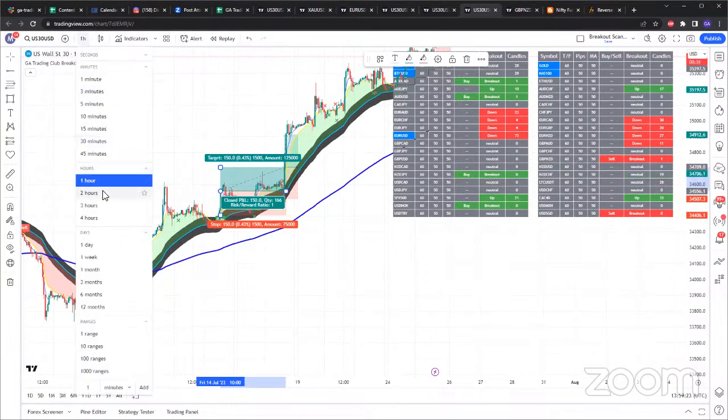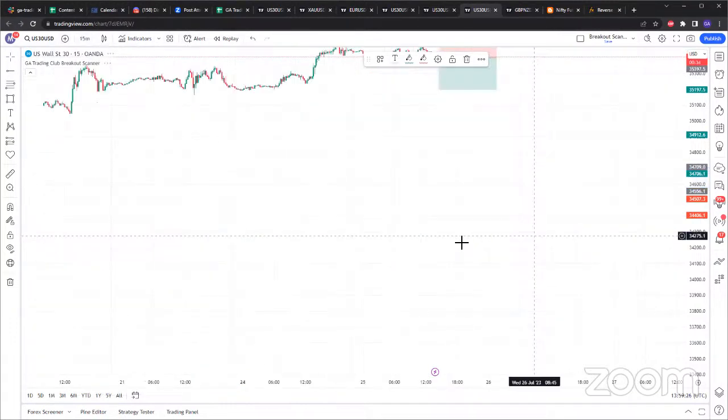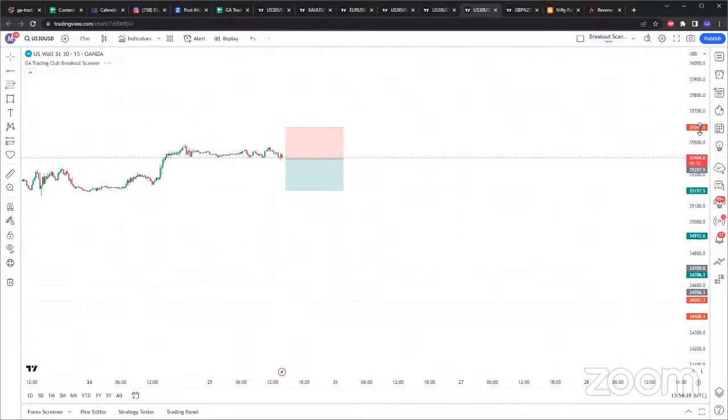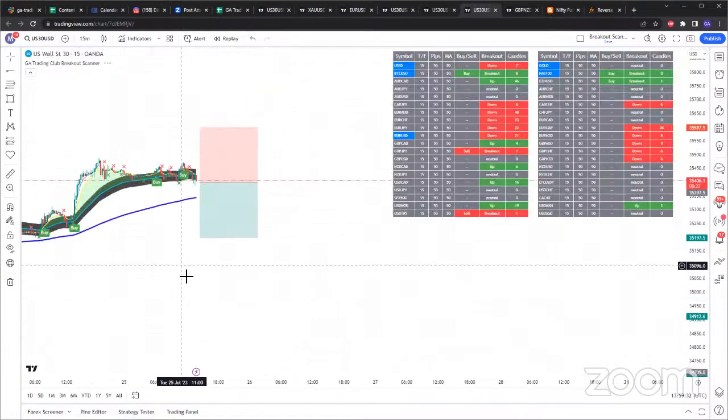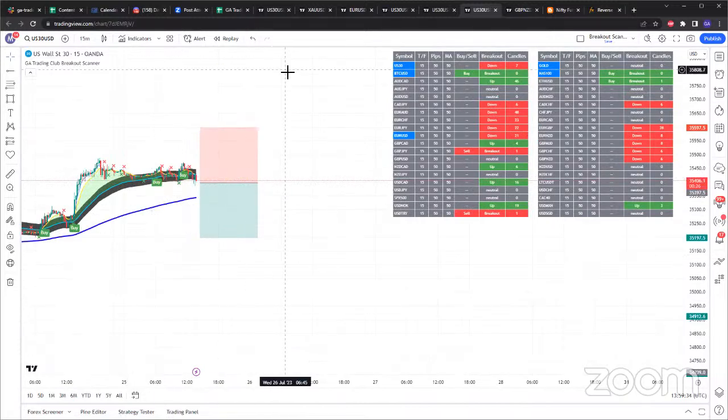And thanks to Marcus for that. Anyway, going back to the 15-minute time frame, we are still waiting for this sell signal right here for us to get the breakout sell on the 15-minute time frame, and then I'll consider that an official entry.